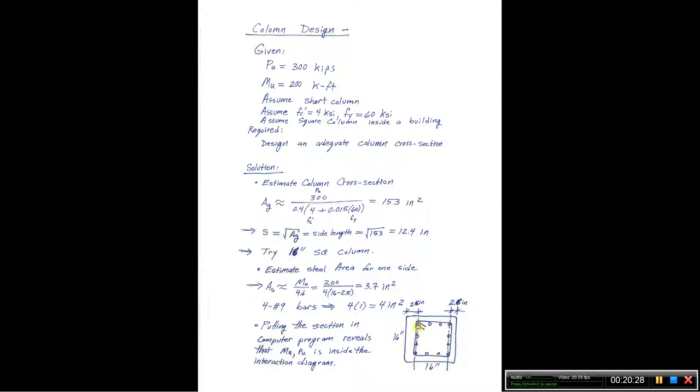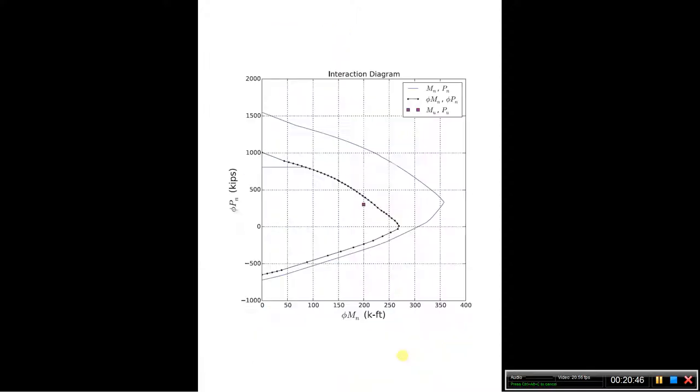So I have 1, 2, 3, 4, 5, 6, 7, 8, 9, 10, 11, 12 number 9 bars. And in each layer, I'm going to have 4, 2, 2, and 4 in each of the layers. So inputting that information into Concrete Column Designer, we get this interaction diagram. And if I put in M sub U, P sub U right here, we can see it is underneath the red line and within the dotted black line. Therefore, our column has the required strength.